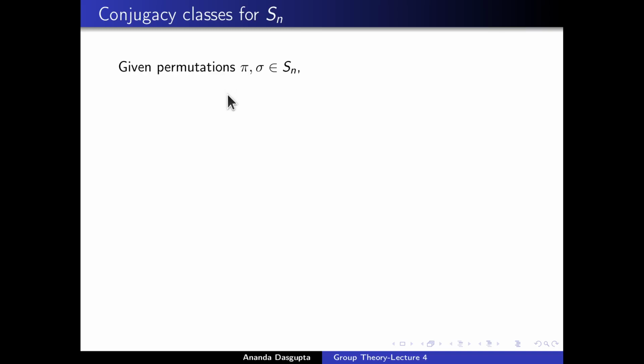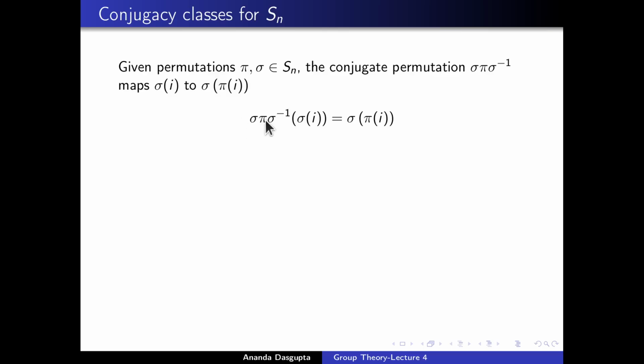And let us ask ourselves, what does sigma pi sigma inverse do? Well, actually, this maps sigma I to sigma pi I. Why? Well, you just feed sigma I to this sigma pi sigma inverse, and using the fact that sigma inverse undoes the sigma, this is just pi acting on I, permutation of the ith object, and then sigma acts on this. So, what sigma pi sigma inverse does, as I have said, is take sigma I to sigma pi I.